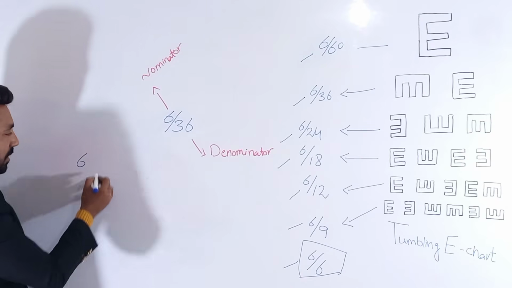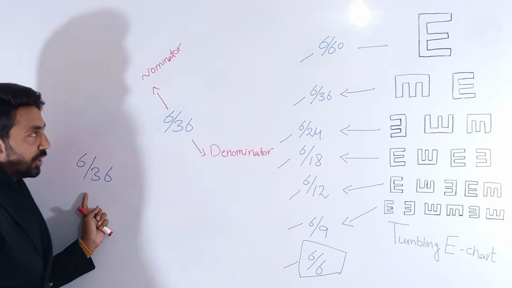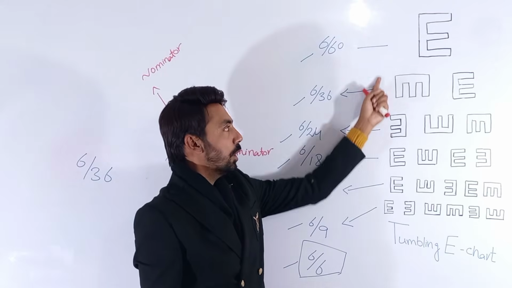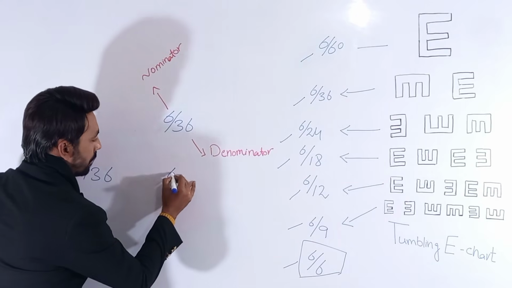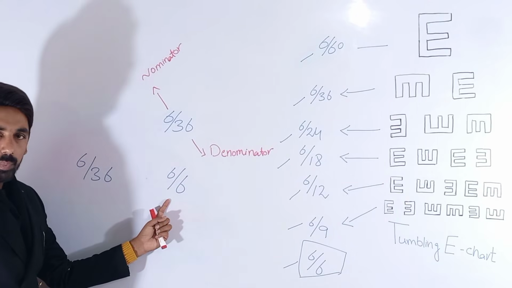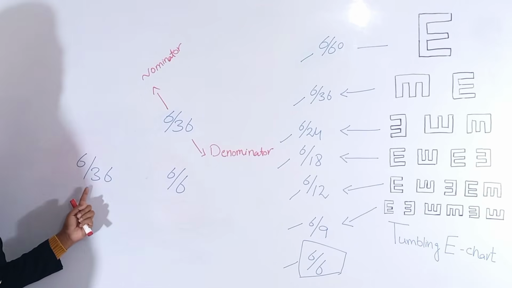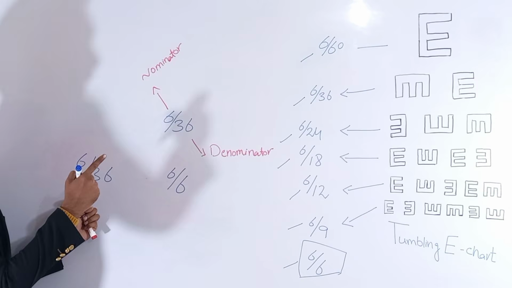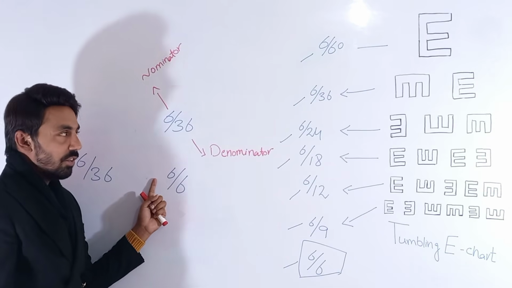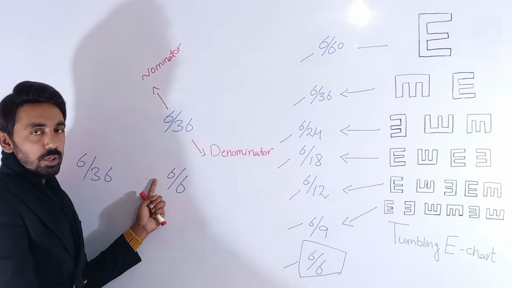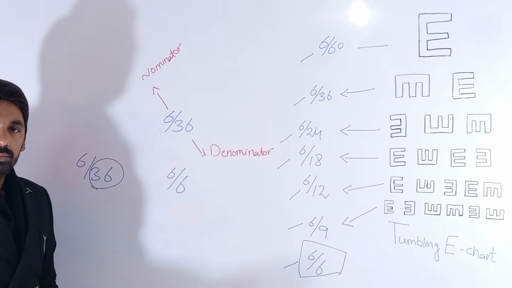So our patient has visual acuity 6 by 36, and it means our patient can read only the first two lines of the Snellen chart. And we have our normal person, who has a visual acuity 6 by 6, right? So our patient can read the second line at 6 meters, and our normal person can read those two lines, the first two lines, from 36 meters.